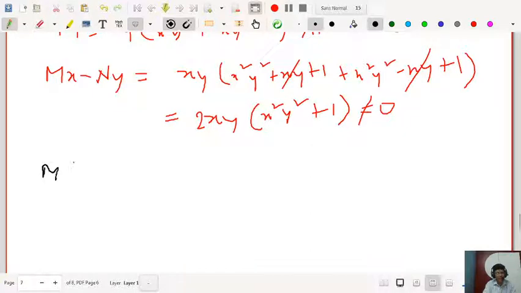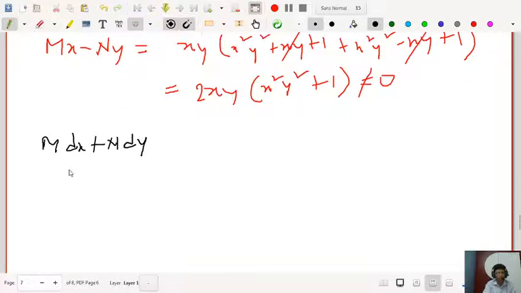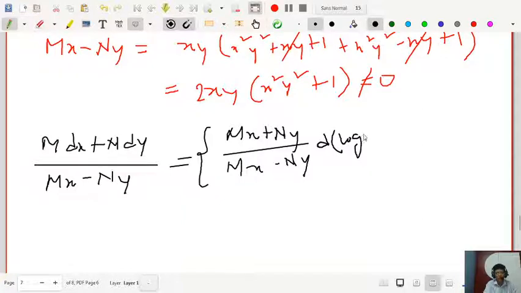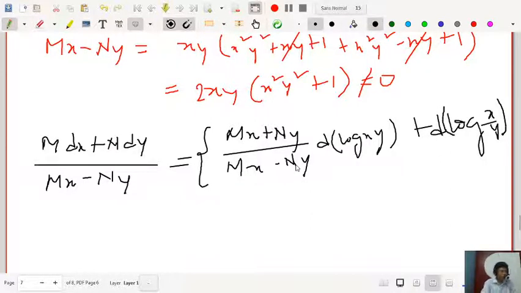Let's again reduce that by using this Mdx plus Ndy. This is very helpful. During exams this is very helpful. This will reduce your calculation, reduce your time, everything. And you write Mx minus Ny, I'm writing that once again so that you can learn it. Mx minus Ny, and the first thing is d of log xy, and the next term is d of log of x by y, right? Okay, so this is the thing.